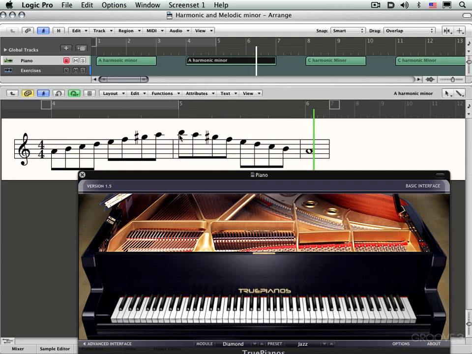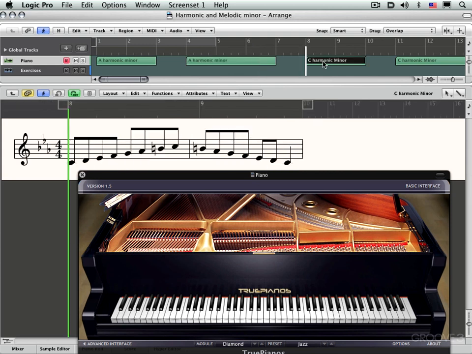So same scale, just going up to the 9th degree instead of just up to the octave. Let's look at another example. Here's a C harmonic minor scale. So we have our key signature, 3 flats, because the relative major of C minor is E flat. So there's our key signature.